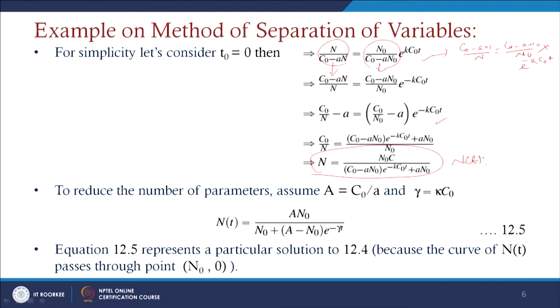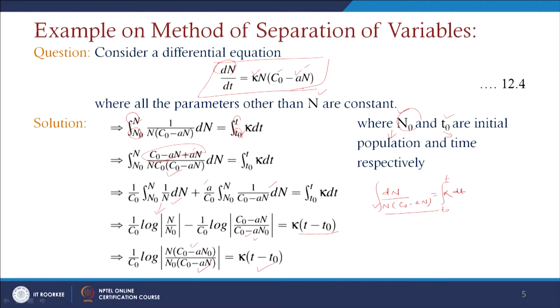And to reduce the number of parameters, suppose we just assume a equals c0 by a here and gamma equals k c0. So always we try to reduce these parameters to get it in a compact form. That is why the complete solution of n of t can be written as a n0 by n0 plus a minus n0 e to the power minus gamma t. And this equation 12.5 represents a particular solution to equation 12.4, which is written as dn by dt equals kn into c0 minus an.